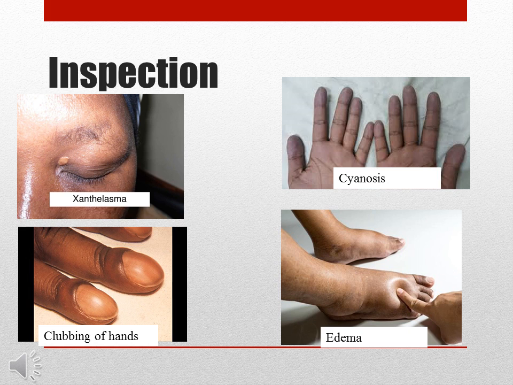If the provider lifts his or her finger and there is a slight indentation and it takes 15 seconds for that skin to rebound, that is 2+ edema. If the indentation is deeper and is taking 30 seconds to rebound, that is 3+ edema. Anything longer than 30 seconds to rebound is 4+ edema.